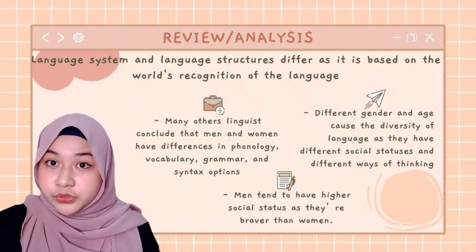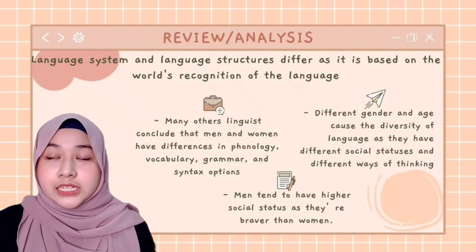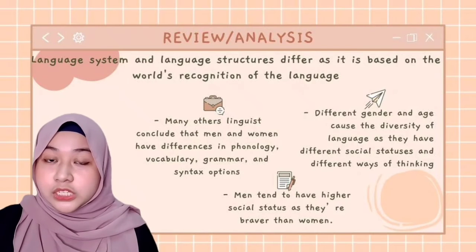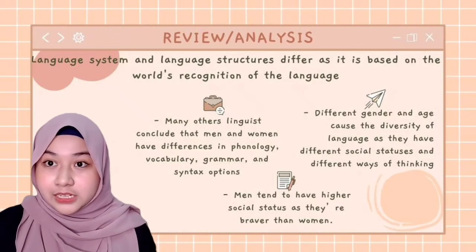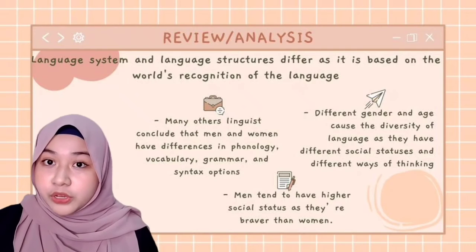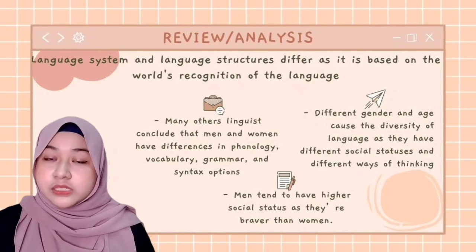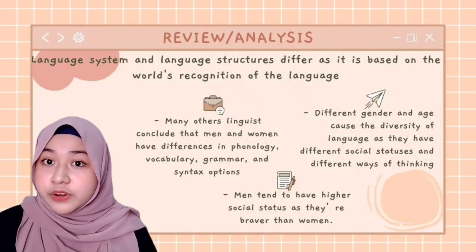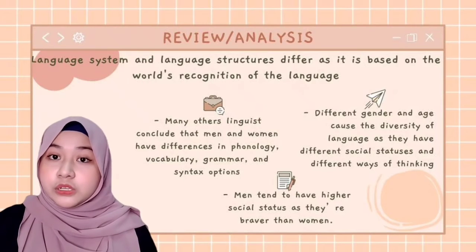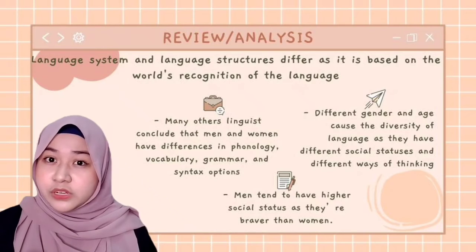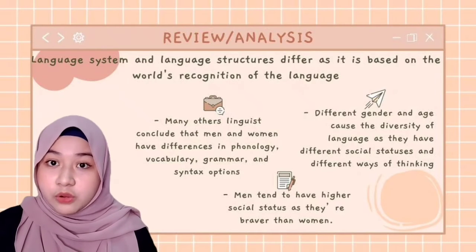Article by Jinyu, published online on 18 April 2014, is an example of how language is used differently by different genders. In the first main point, which is language and gender, the author says that the language system and language structures differ as it is based on the word recognition of the language. We could clearly see the difference between the historical era and now.